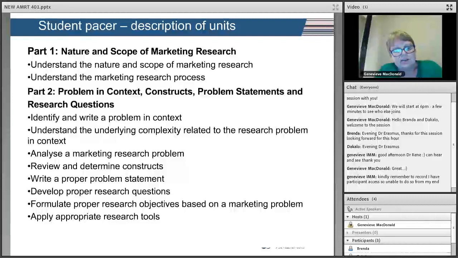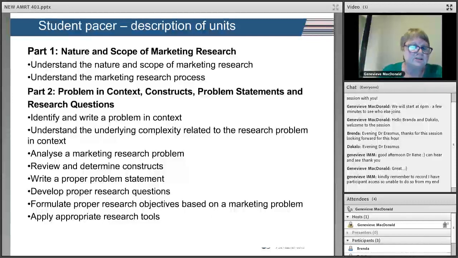Analyzing a marketing research problem is usually like a marketing audit. You use some models to benchmark your current company activities against, to see where there are gaps and where there are areas to be improved. Review, determine constructs. Again, this refers to really thinking of what exactly am I going to research. And based on that, then write a proper problem statement that spells out the scope very specifically.